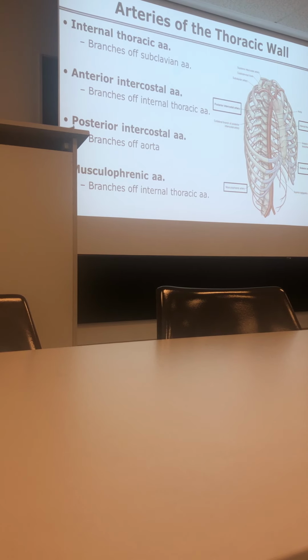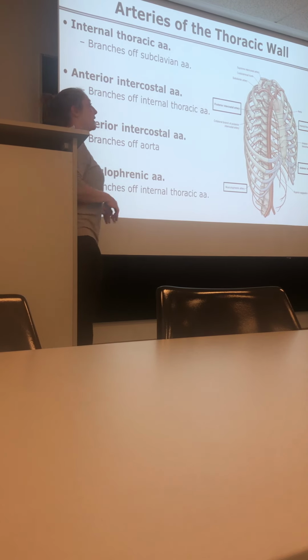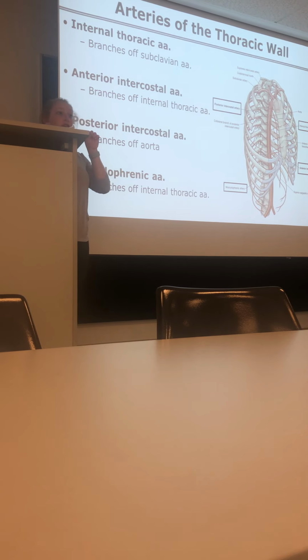Branches that are going to supply our thoracic wall, but we also have branches off of our subclavian and other arteries located in our thorax. So our internal thoracic arteries are supplying our anterior thoracic wall, and they come off of the subclavian arteries. And they actually come down and travel on the posterior aspect of our anterior thoracic wall.